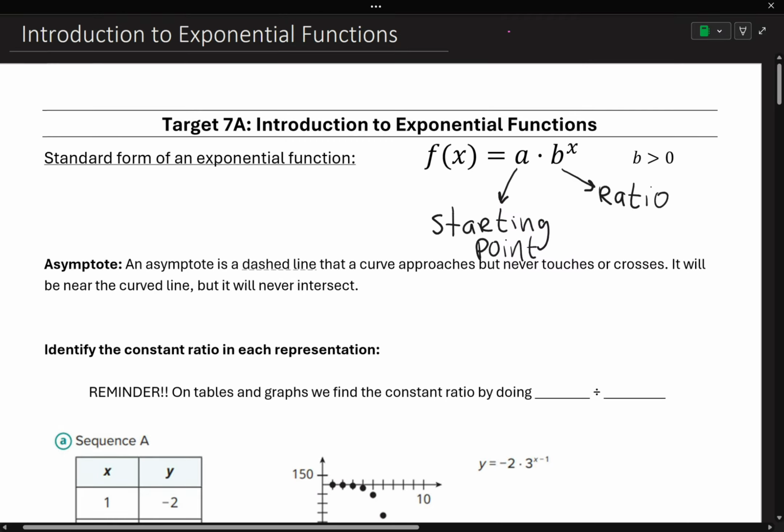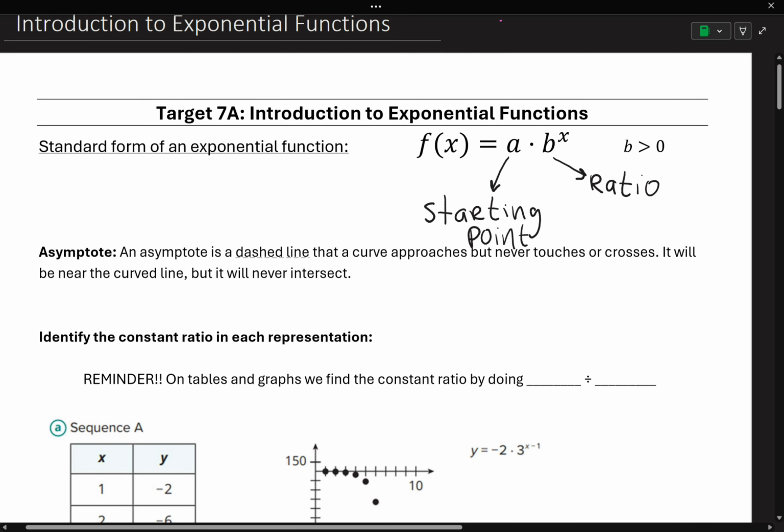Every exponential function has an asymptote. Now in the parent function, so in the base function, and we'll talk about how they change, but right now we have an asymptote of y equals 0 in most functions. And again, you'll see why. We'll just keep it at that. An asymptote is a dashed line that the curve approaches but never touches or crosses.